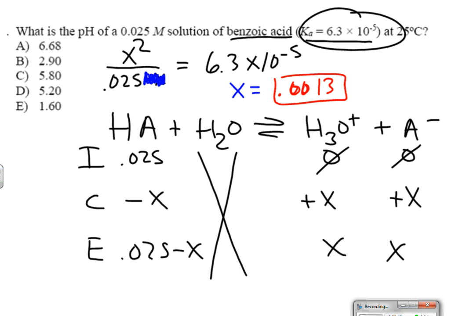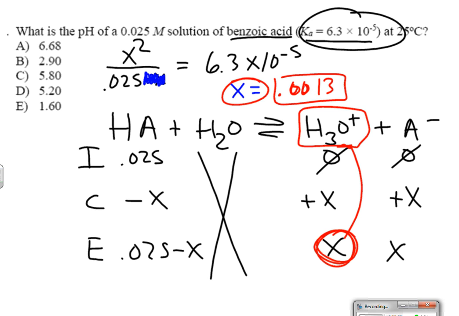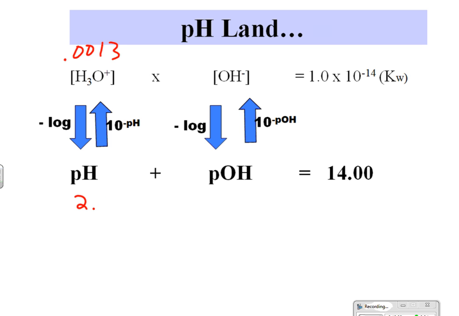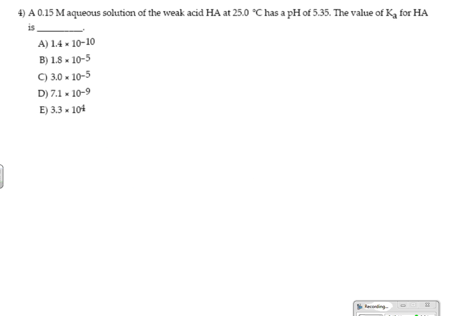So my X, remember when I solve using a weak acid, the thing I'm really trying to find in order to be able to solve pH is H3O plus. I just found it. So then if we go to pH land, I have 0.0013. I punch that into my handy dandy calculator. I take the negative log of it, and I get a pH of 2.89. Bam! Boom shakalaka.